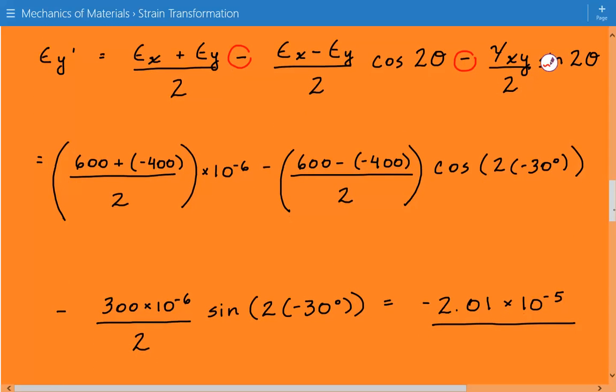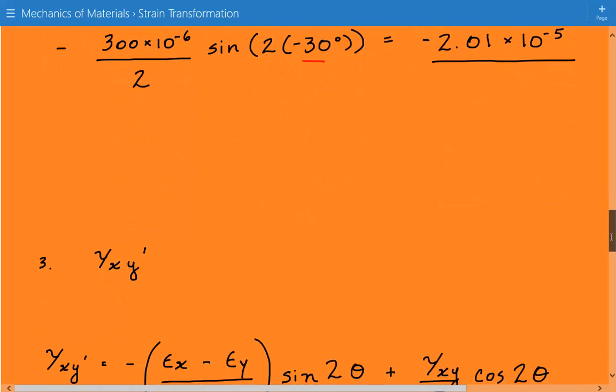and noting that theta is negative 30 degrees, we find that epsilon y prime, the strain in the y direction in the transformed coordinate system, is equal to negative 2.01 times 10 to the negative 5.